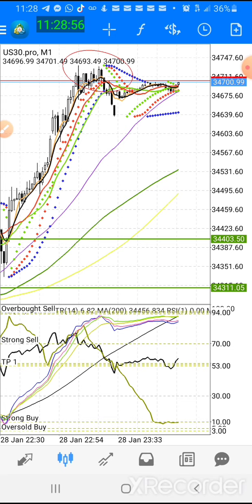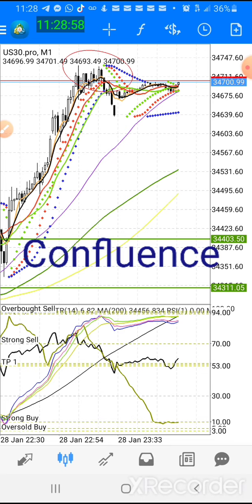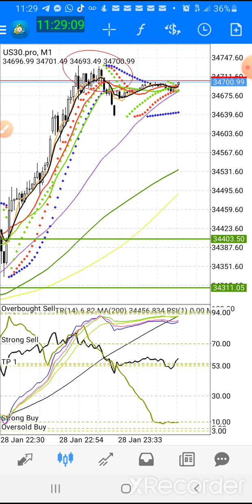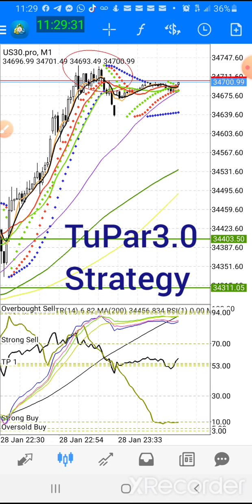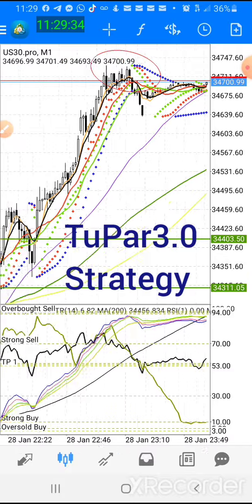Confluence. Confluence is such a necessary thing when trading, especially scalping, right? Because in this case, we're increasing our lot sizes and we're basically risking a catastrophic failure if things don't go the way that we want them to go. Not really catastrophic, but because our lot sizes are increased, that loss could be a pretty big deal if we're wrong on our decision. So I just want to talk about the TuPar 3.0 strategy and why I love it so much, right? Because it has so much confluence.